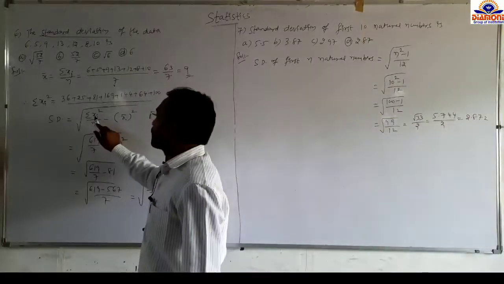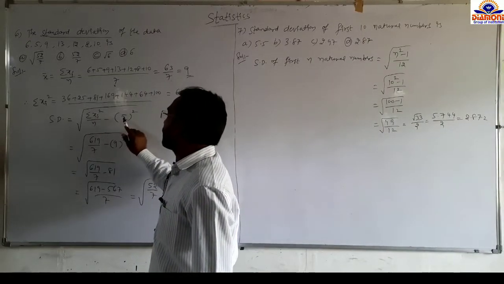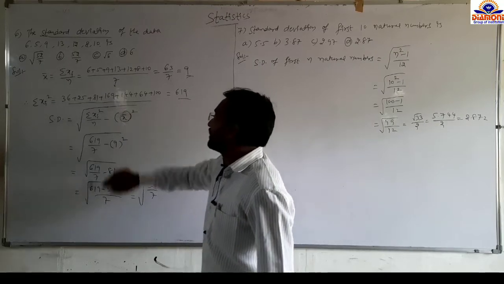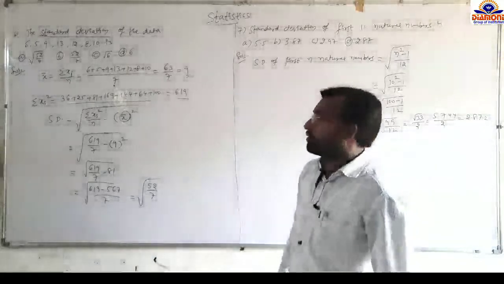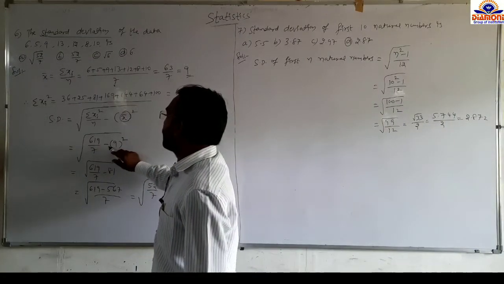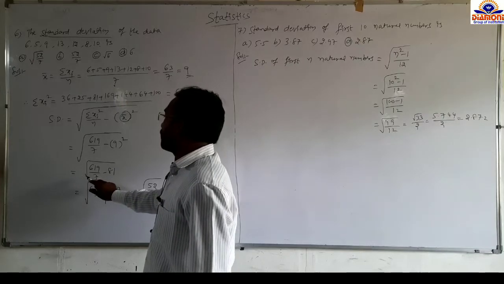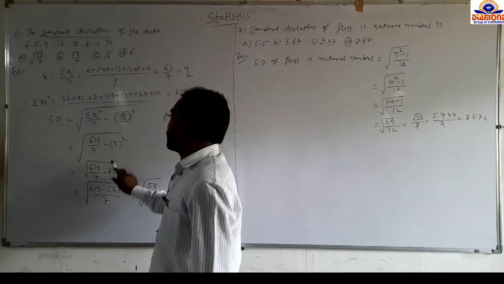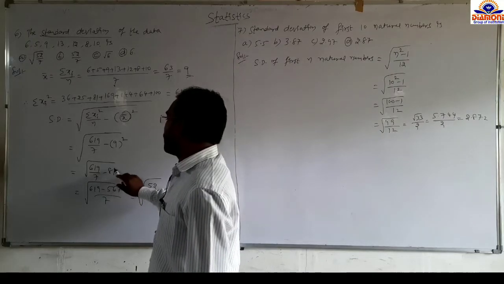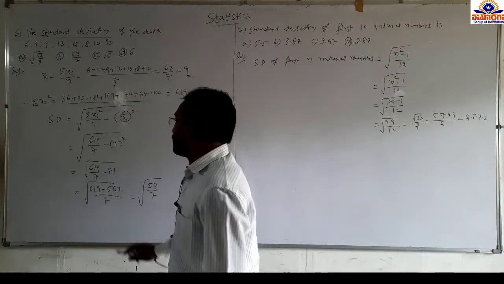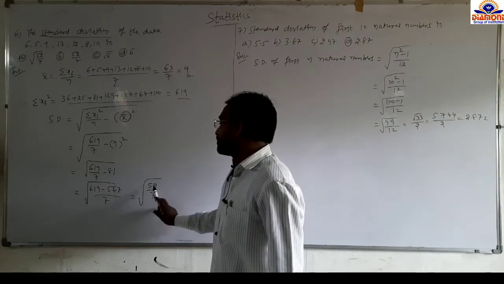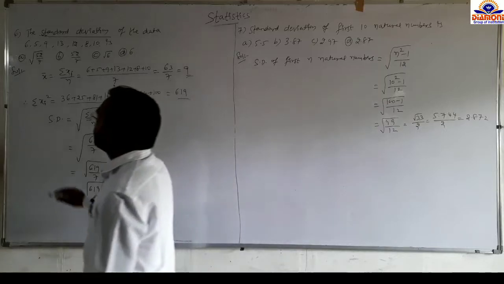Now standard deviation equals the root of summation xi square by n minus x bar whole square. So this equals the root of 619 by 7 minus 9 square, and 9 square is 81. Here 7 is the LCM, so 7 into 81 is 567. So 619 minus 567 equals 52. So the final answer is the root of 52 by 7. So the option is A.